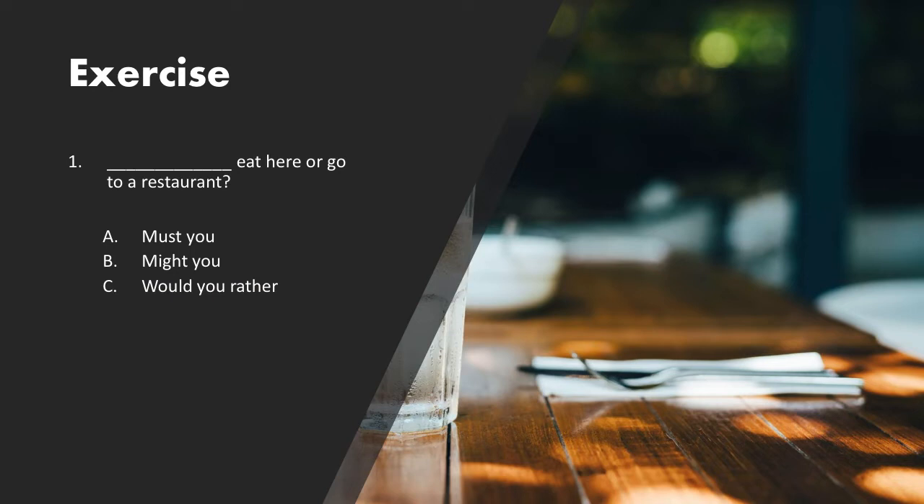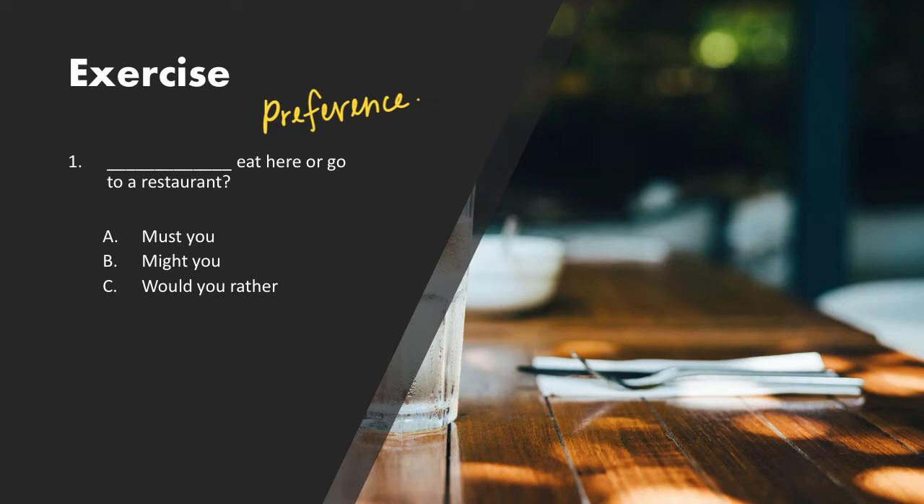Alright, so now let's do some exercises to see whether you have understood. We should choose the best option to fill in the blank to complete the sentence. Number 1, something, eat here or go to a restaurant. The answer is quite obvious because we know that we are offering two choices for people to choose from, for people to show their preference. So when we're talking about preferences, we use would rather.